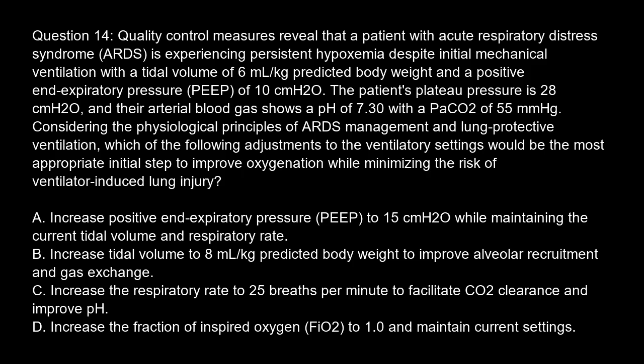Option A. Increase positive end-expiratory pressure, PEEP, to 15 cmH2O while maintaining the current tidal volume and respiratory rate. Option B. Increase tidal volume to 8 ml/kg predicted body weight to improve alveolar recruitment and gas exchange. Option C. Increase the respiratory rate to 25 breaths per minute to facilitate CO2 clearance and improve pH. Option D. Increase the fraction of inspired oxygen, FiO2, to 1.0 and maintain current settings.